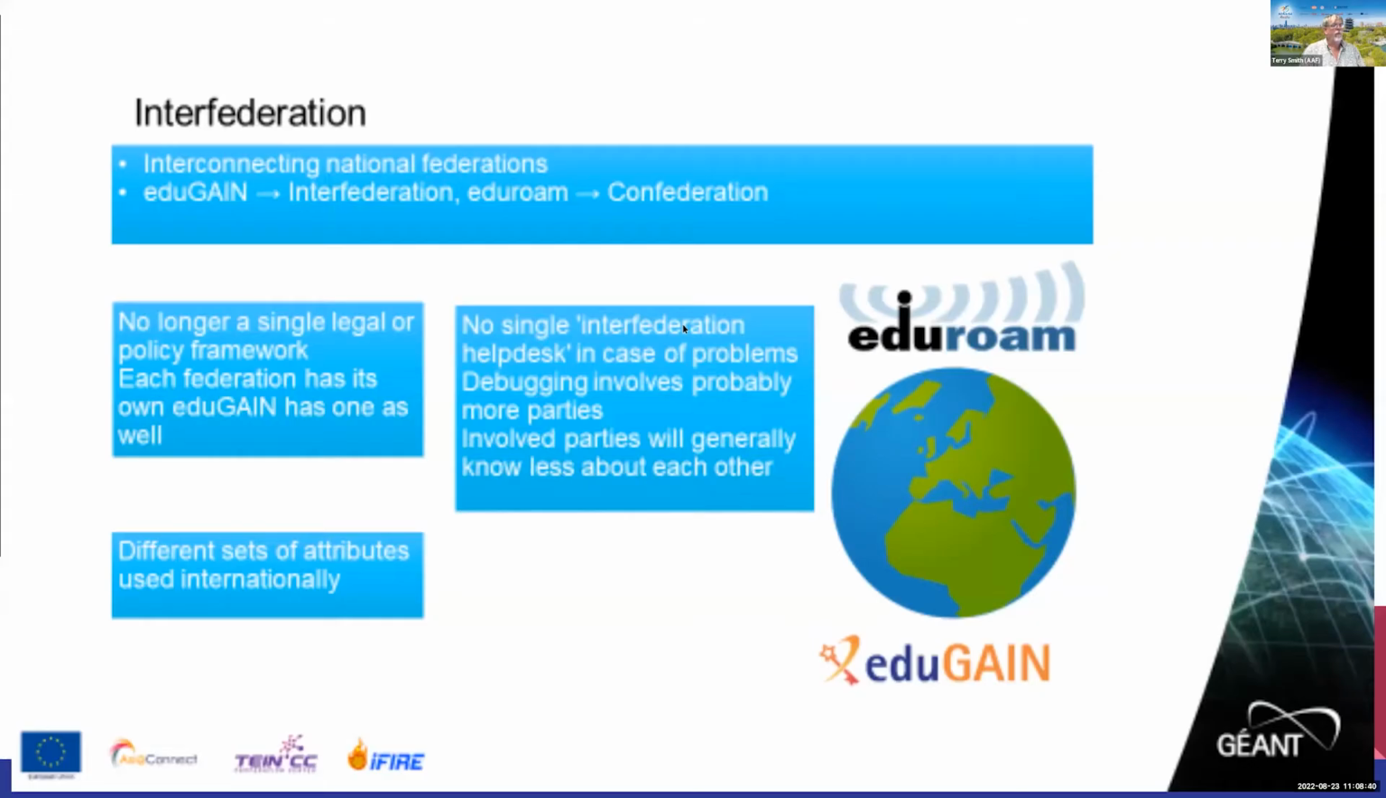Okay, interfederation. What's this all about? Interfederation is interconnecting national federations together. And there are two that we generally talk about. There's eduGAIN, which is the interfederation of identity federations, and eduroam, which is a confederation of RADIUS servers across the world to bring those together.